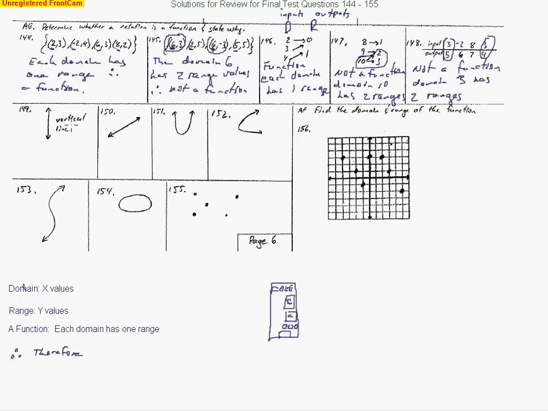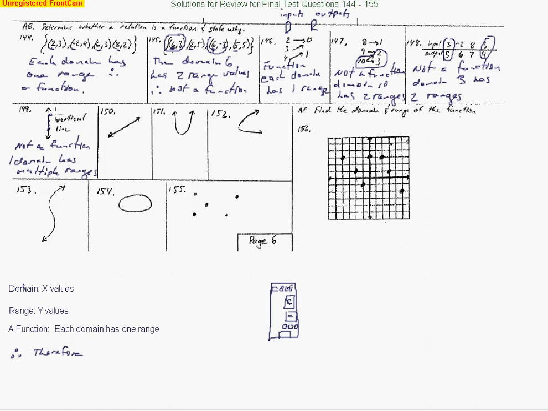Well, taking a look at this, we've got a vertical line. A vertical line means that this is one domain with lots of different range values. So we would say not a function. And the reason it's not a function is because the one domain has multiple ranges.